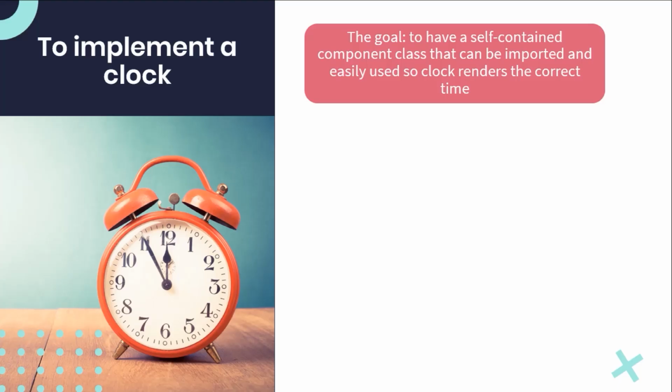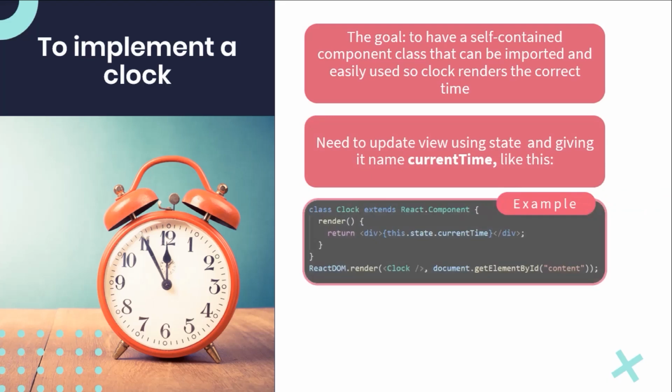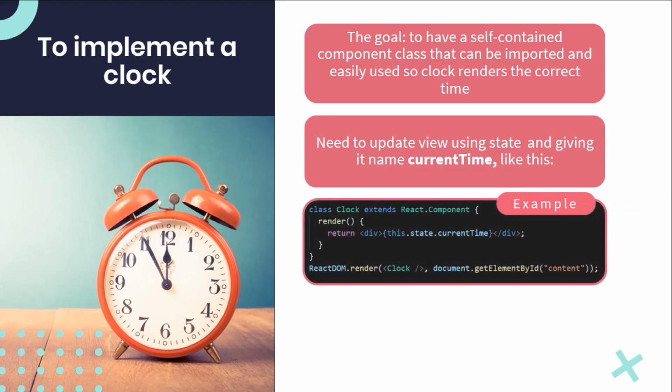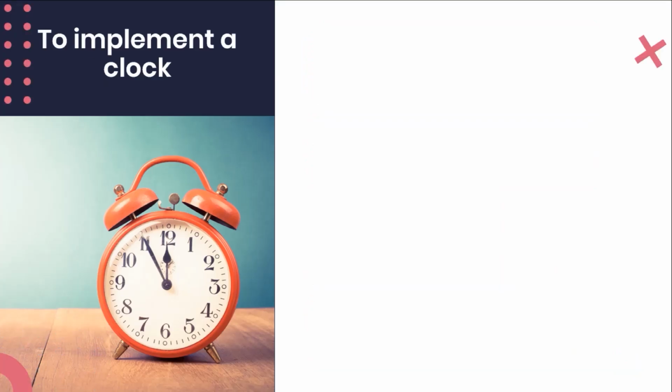Because time is always changing, you need to update the view using state and give it the name currentTime, like this. You will get an error: Uncaught TypeError: Cannot read property currentTime of null. Normally, JavaScript messages are about as helpful as a glass of cold water to a drowning man. It's kind of good that in this case, JavaScript at least gives us a helpful message. That message is basically saying that you don't have a value for currentTime.